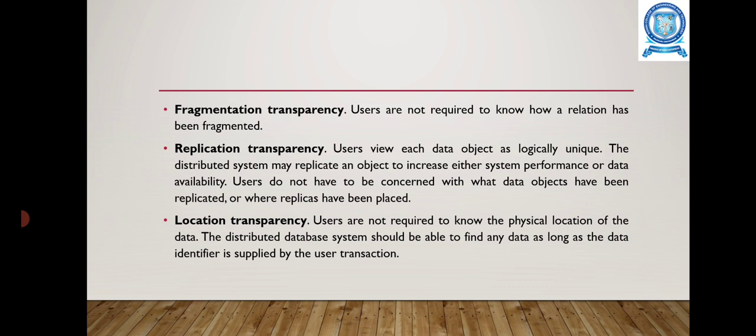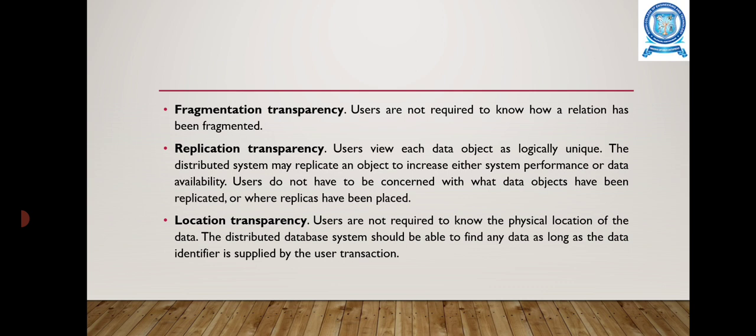Fragmentation transparency: users are not required to know how a relation has been fragmented. This is known as fragmentation transparency. Replication transparency means users view each data object as logically unique. The distributor may replicate an object to increase either system performance or data availability. Users do not need to be concerned about what data objects have been replicated and where replicas have been placed. This is known as replication transparency.